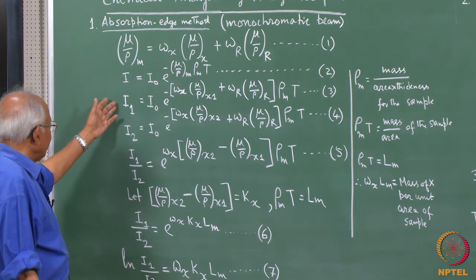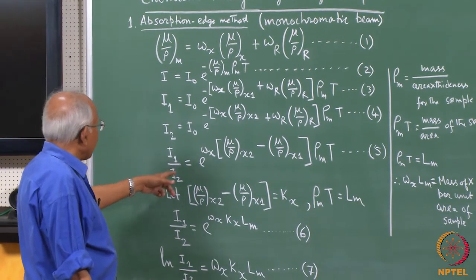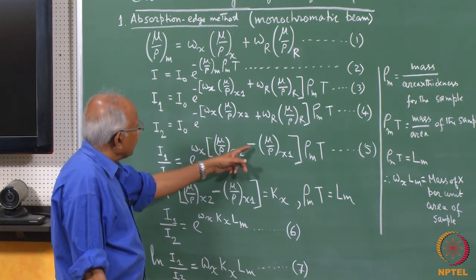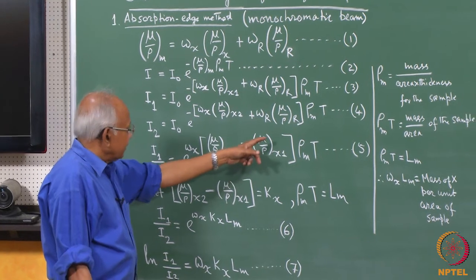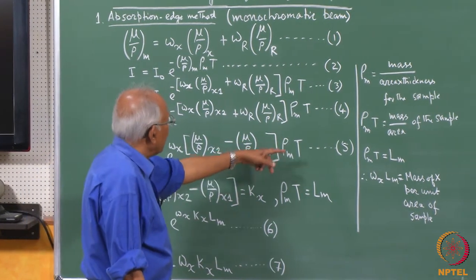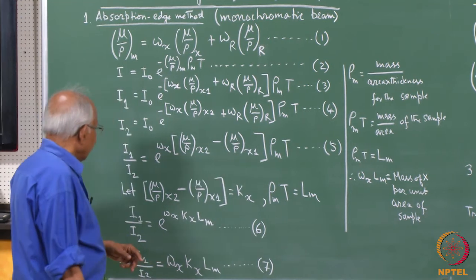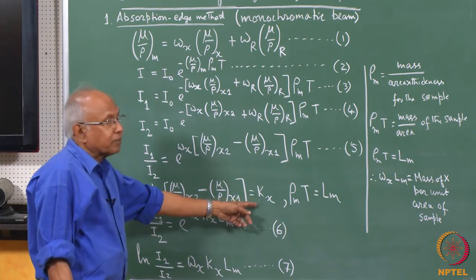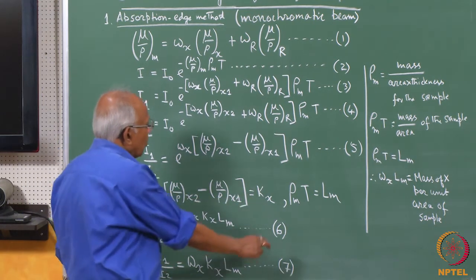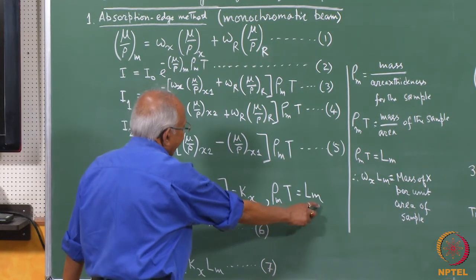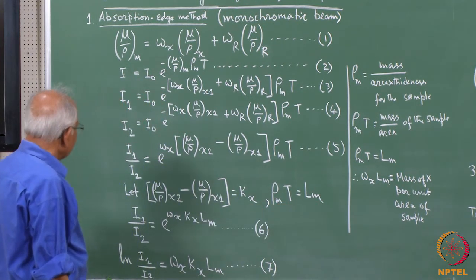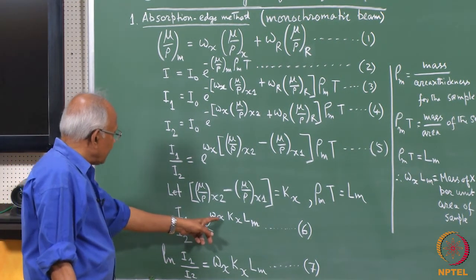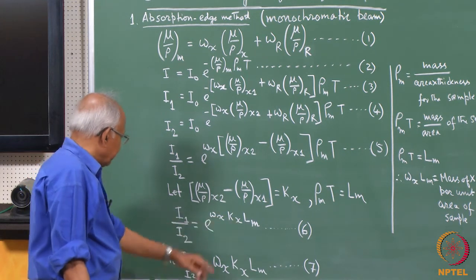Now, if we divide I1 by I2, it becomes e to the power wx [(μ/ρ)x2 minus (μ/ρ)x1] multiplied by ρm times t. Let this quantity here be written as kx, and let ρm t be written as Lm. If that be the case, we can rewrite I1 by I2 as e to the power wx kx Lm.